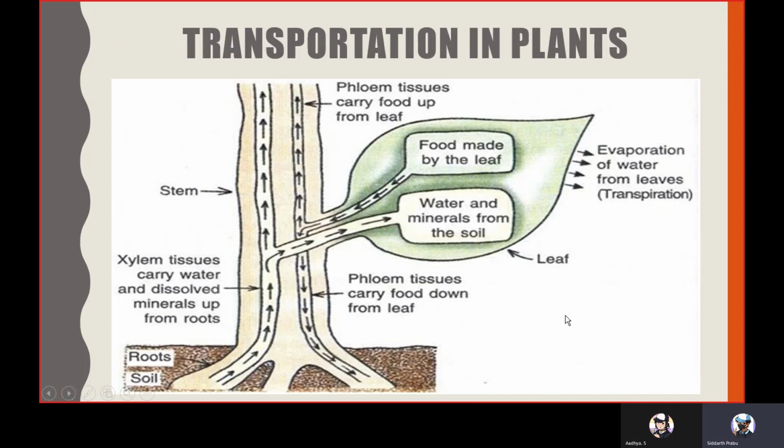Transportation in plants. The roots absorb nutrients, minerals and water from the soil. The roots then transport the nutrients to the xylem, which is a thin tube-like structure present in the stem, and that xylem transports the minerals and nutrients into leaves. These leaves prepare food and then pass it to different parts of the body through a tube-like structure called phloem.